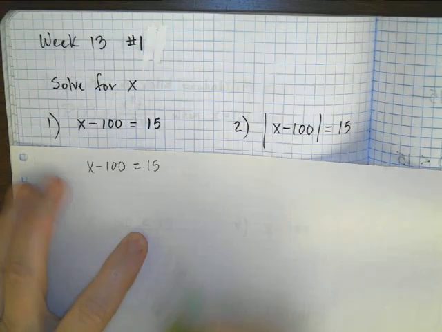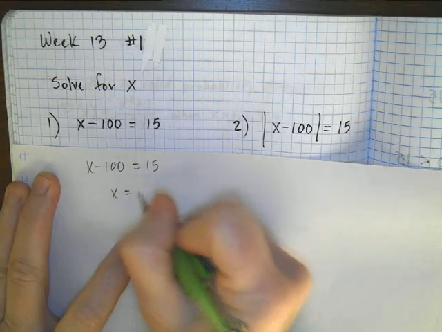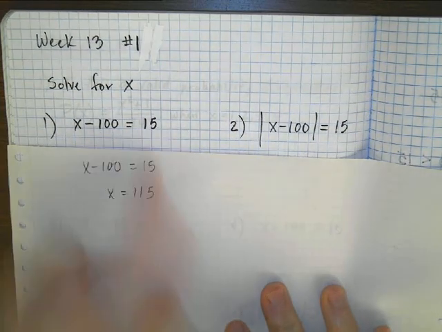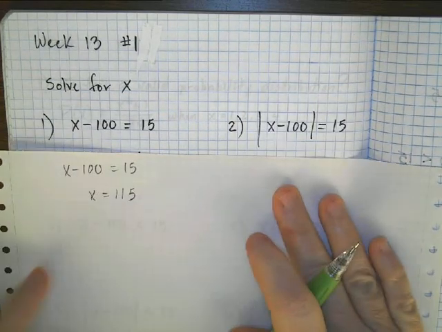Everybody got this one right. Just add 100 to both sides, and you get 115. Okay, so that's if it's just x minus 100 equals 15. But what if it's this one? Okay, I already had people getting this one wrong.